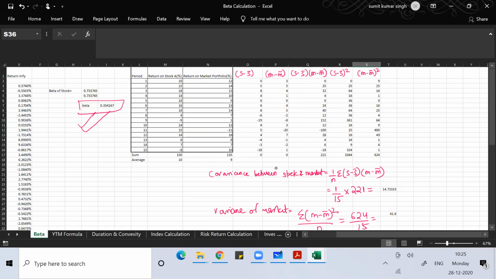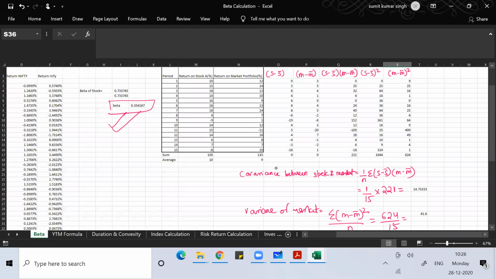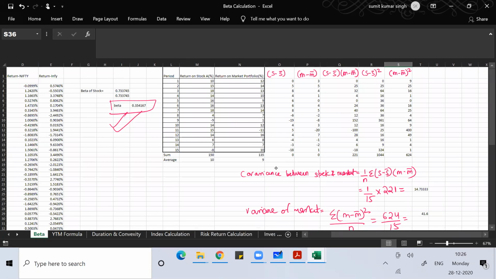Clear, everyone? If you want, I'll send you this Excel sheet, so you can simply copy and paste the calculation from this. No need to waste your time. I'll send you this Excel sheet for your reference.